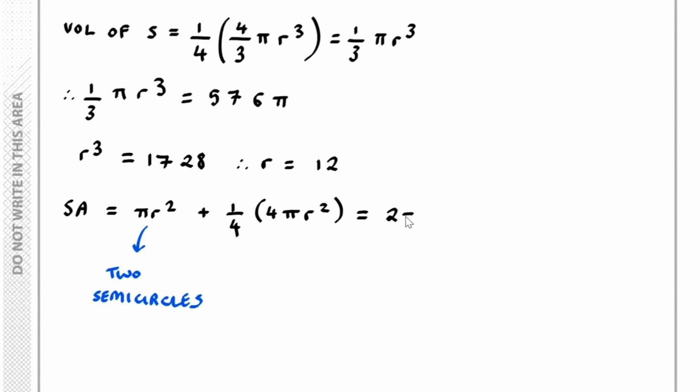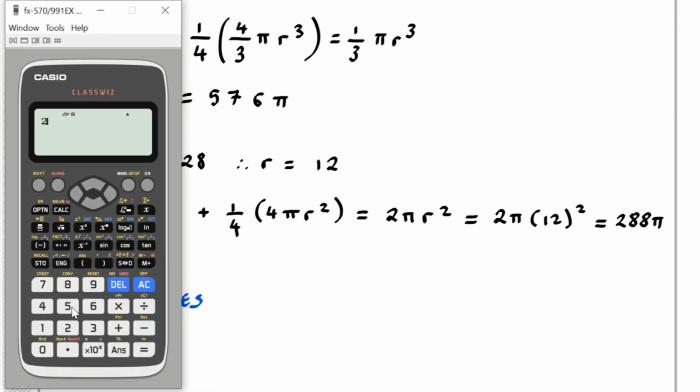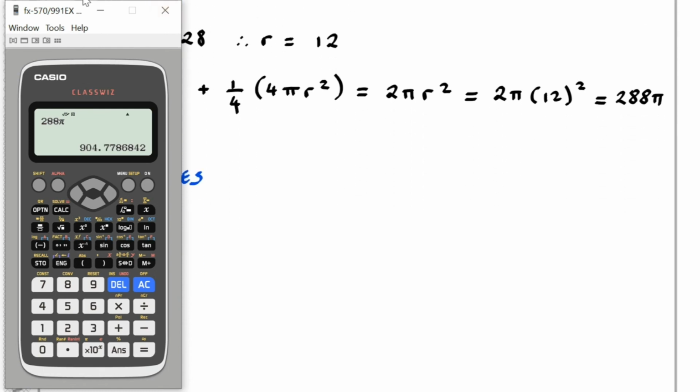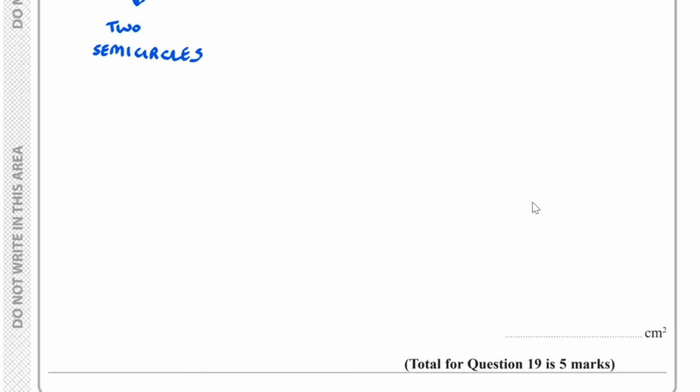So we have 2 pi r squared. And I know what r is, that's 12, so I've got 2 pi times 12 squared, which is 288 pi. 288 pi, that's 904.77. So I have 904, well, to 3 significant figures, I've got 905.